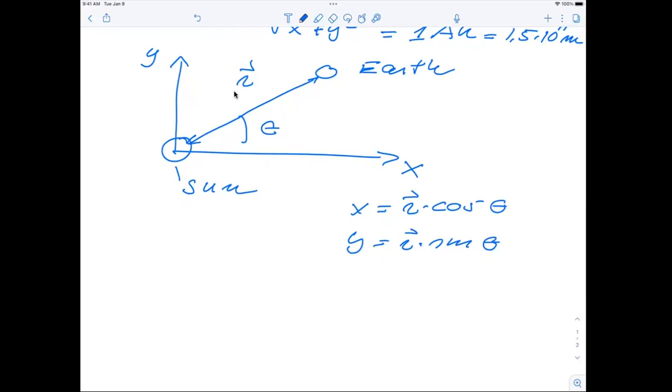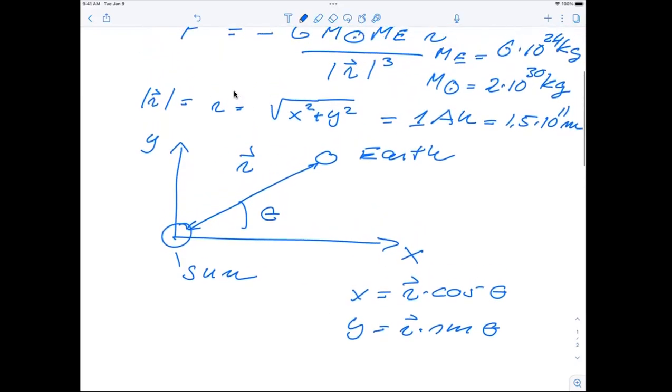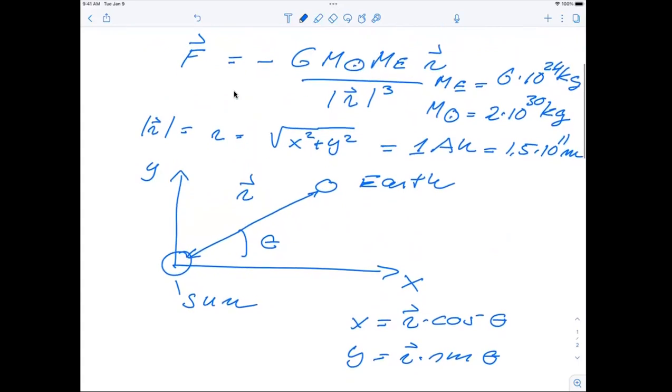But if we now go back to the technicalities here, since we have defined r in terms of this angle theta, we see now that we can replace r times cosine theta with x here.